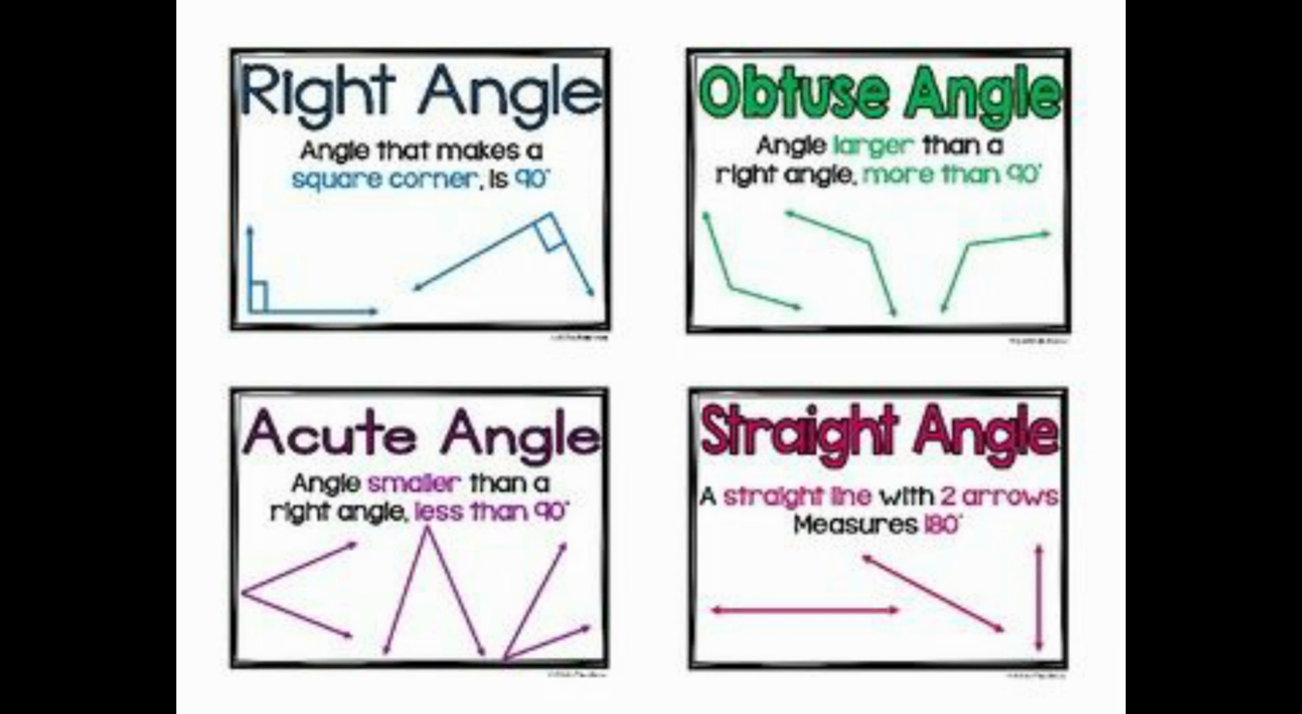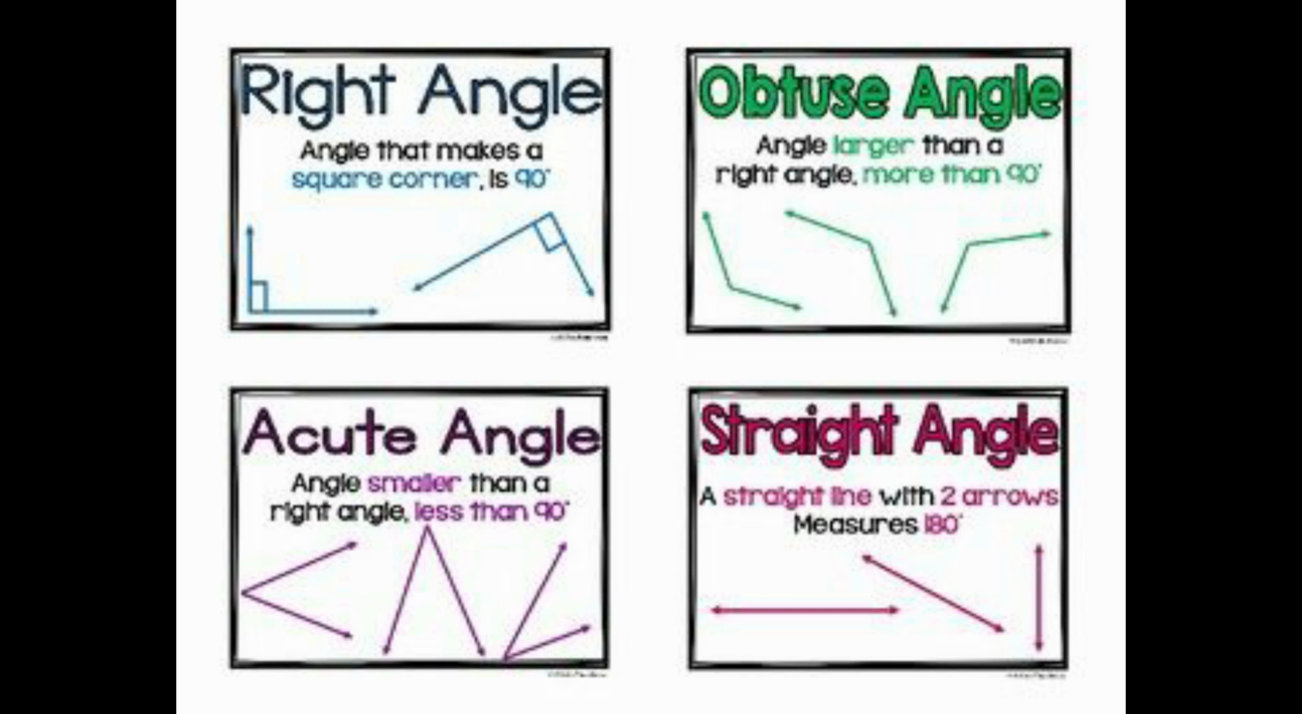You can use these bits of information to then guess what an acute angle or an obtuse angle measures, because an acute angle is smaller than a right angle. That means it has to be less than 90 degrees. So if you see an angle and you don't know what it measures, but you know it's an acute angle, you know right away it's going to be less than 90.